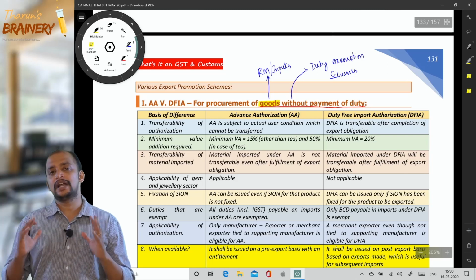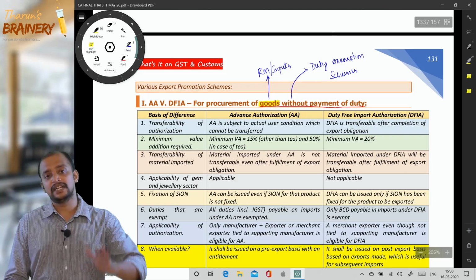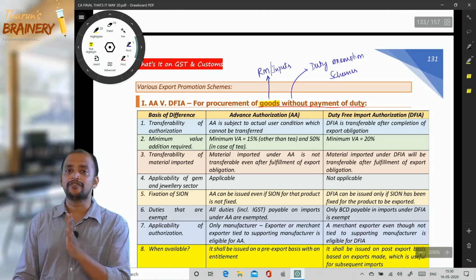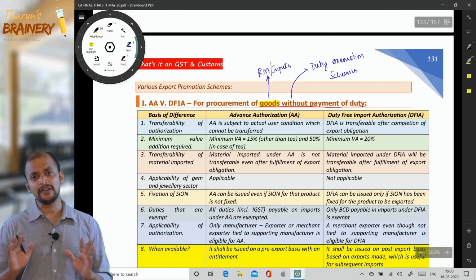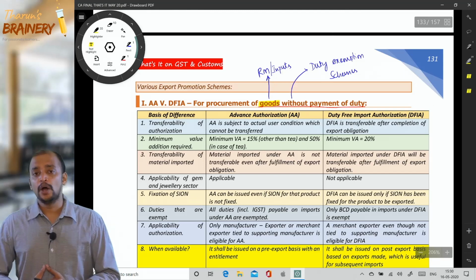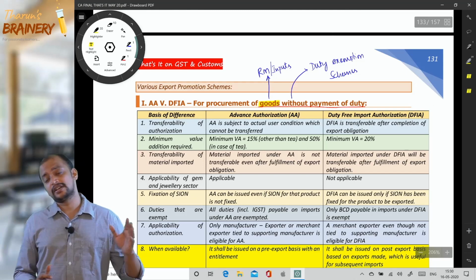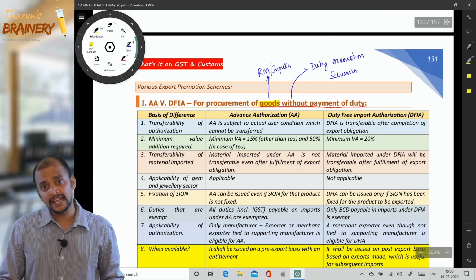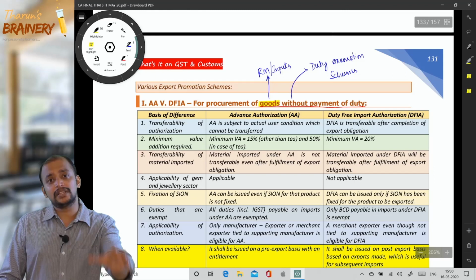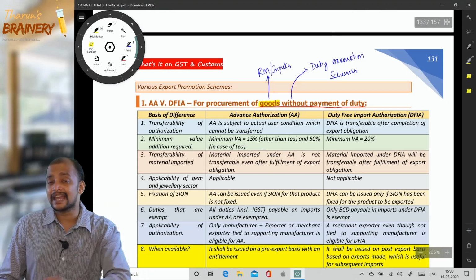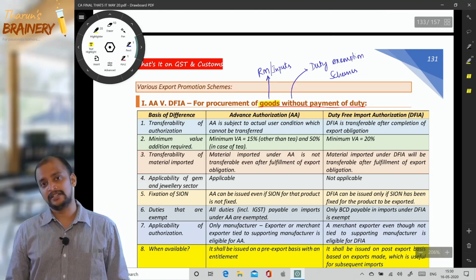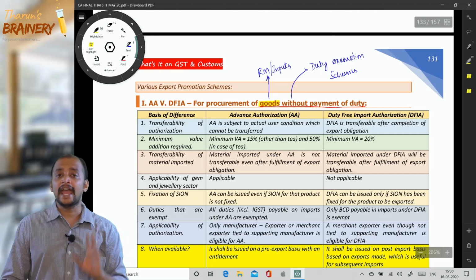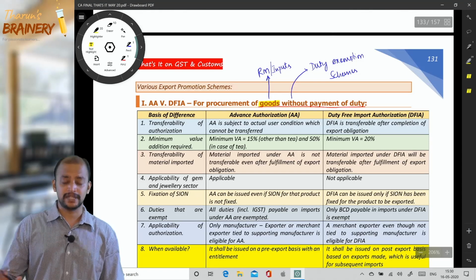Now, we are trying to understand what is the difference between AA, Advance Authorization, and DFIA, Duty Free Import Authorization. First difference is that both are licenses. Advance Authorization is also a license, Duty Free Import Authorization is also a license. If you are having Advance Authorization, that license cannot be transferred to any other person. But Duty Free Import Authorization can be transferred to any other person.